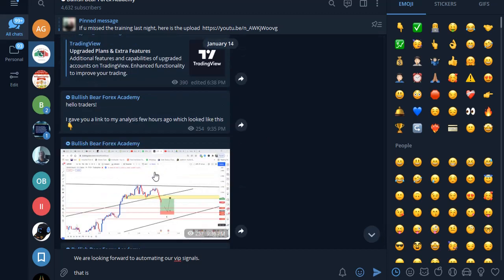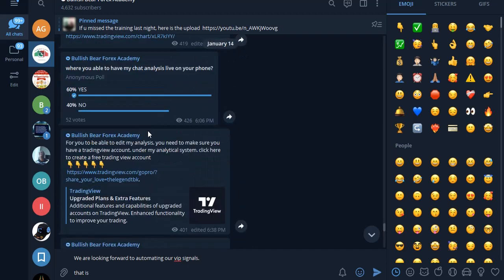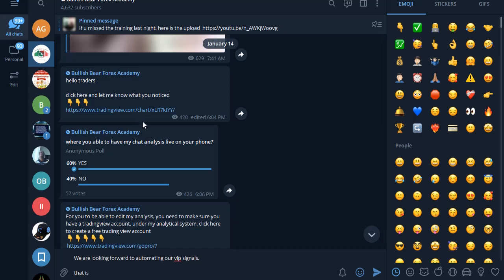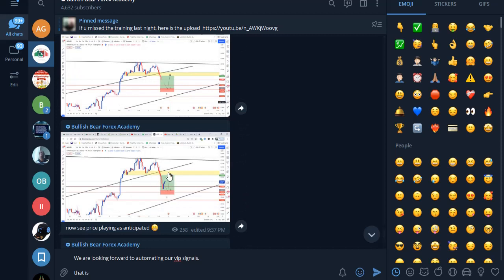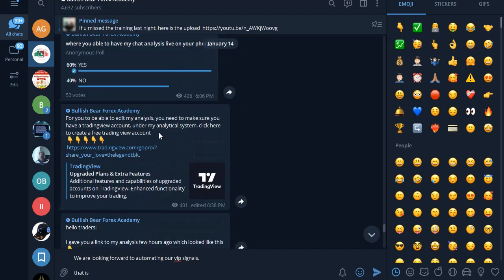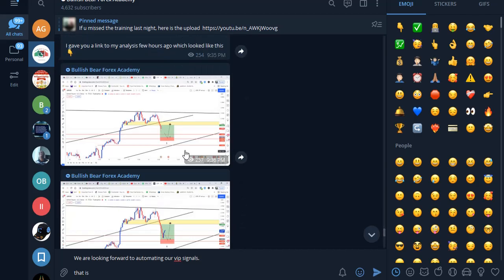So I sent a screenshot of my previous analysis, and gave traders the link to click on. A lot of people clicked on it, and it appeared the same way on their chart. My analysis was showing right on their phone or on their PC, because they were able to click the link I gave them. That's the autocopy analysis I'm talking about.